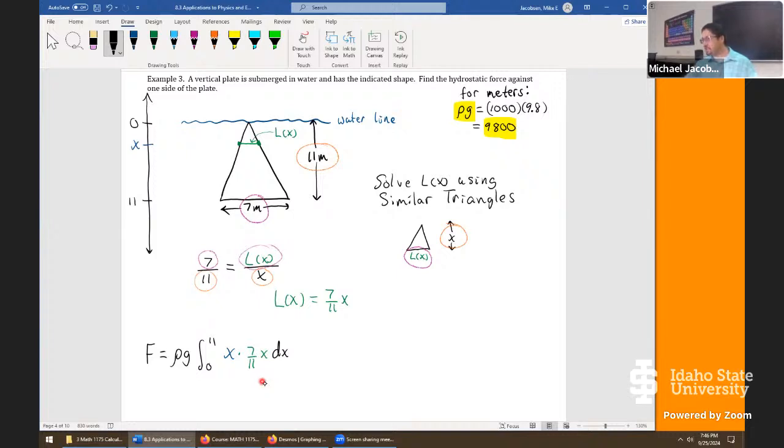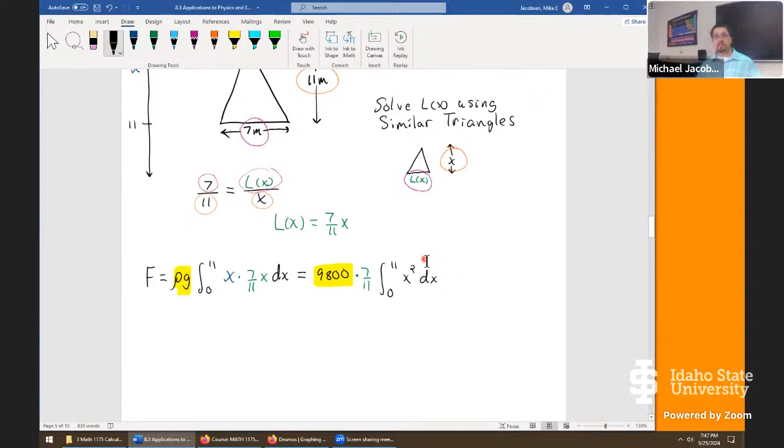Okay, well, continuing on, let's see what we can do with this. First, for rho g, here's the 9,800. We can pull out the 7/11 outside of the integral. So there it goes. Then we're integrating from 0 to 11 of x squared dx. Usually this stage of the process goes a little bit faster. There's nothing too crazy going on, except that 2 looks hard to read.